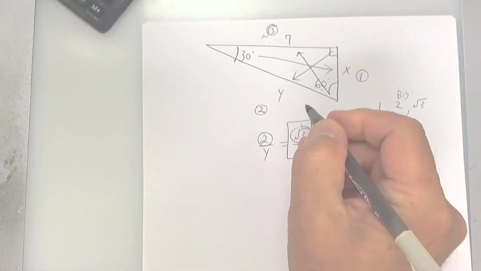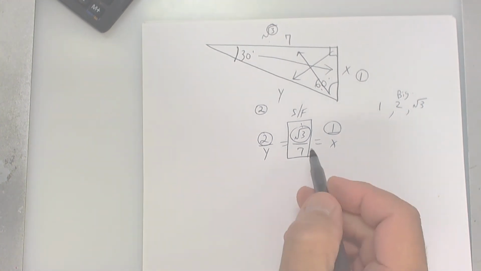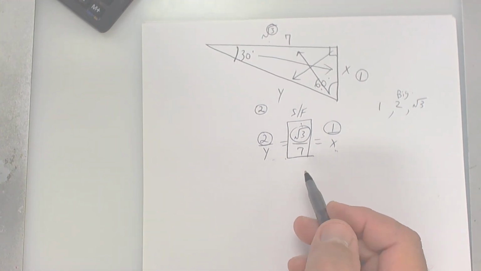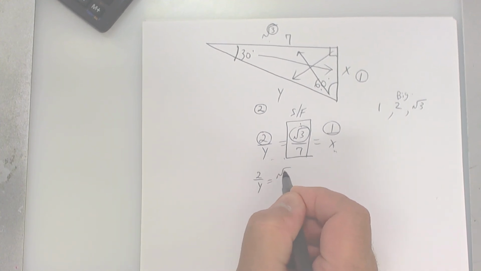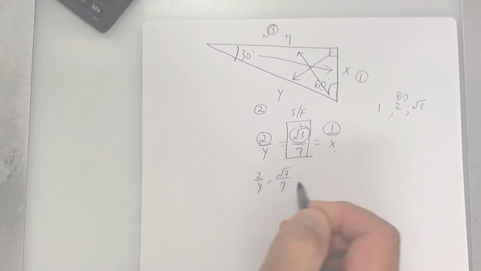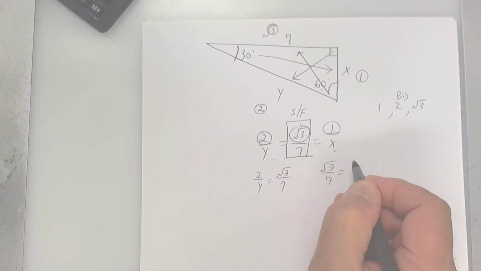So this is your scale factor. So put SF, scale factor. You're going to use that with both of these. So your first fraction is 2 over y equals square root of 3 over 7. And then this one is going to be the square root of 3 over 7 equals 1 over x.